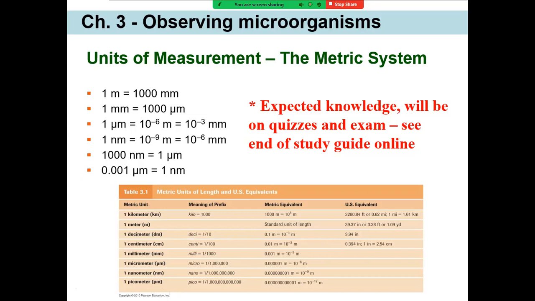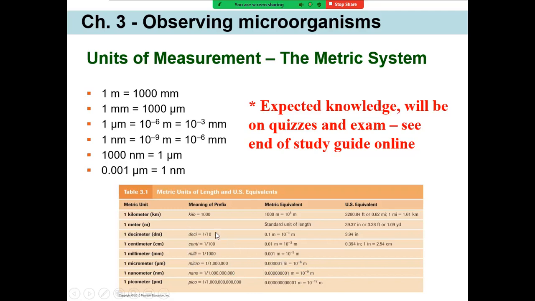So you should know that a kilometer is 1,000 meters, and then a centimeter is 1/100th of a meter, or you have 100 centimeters to 1 meter. You should know that a millimeter is 1/1000th of a meter. A micrometer is 1/1,000,000th, or 1 times 10 to the exponent -6 meters. And then a nanometer is 1 billionth or 1 times 10 to the -9th meters. So you should be able to convert in metric units.